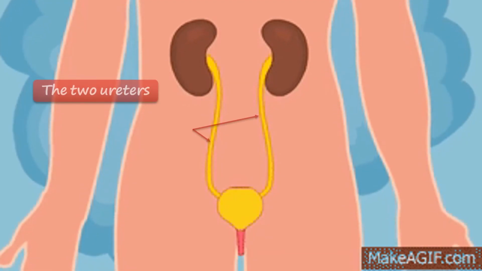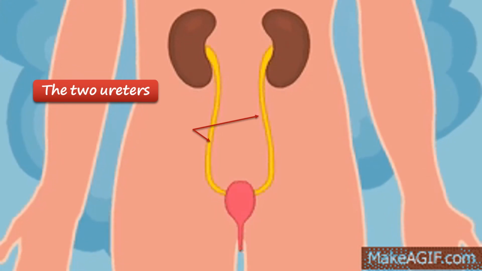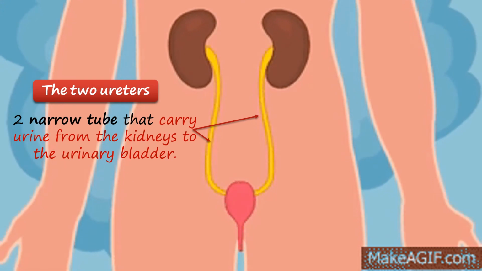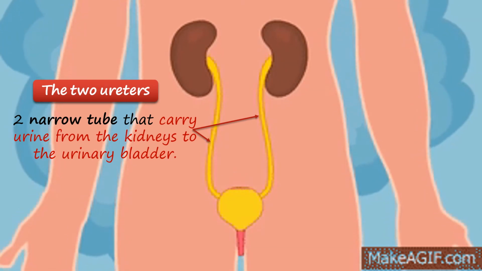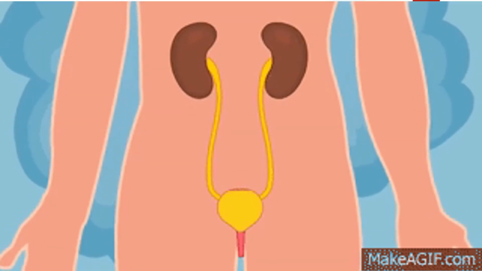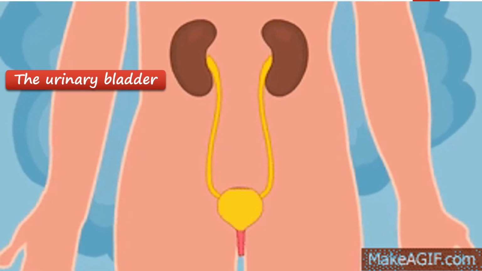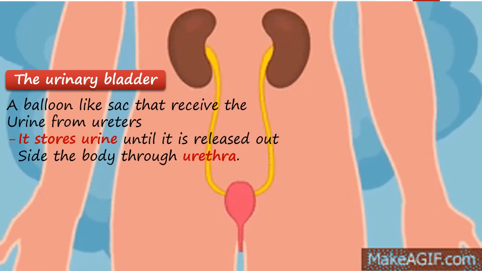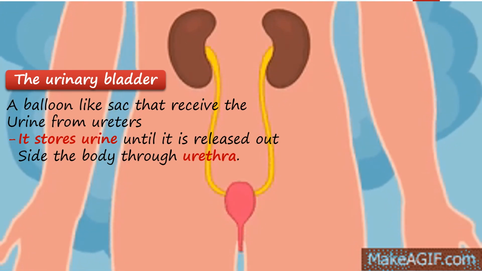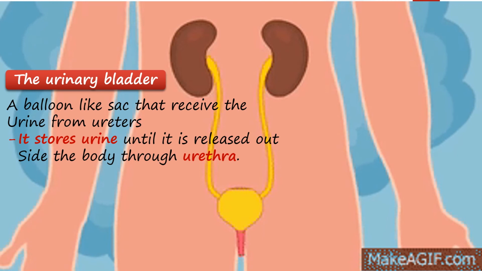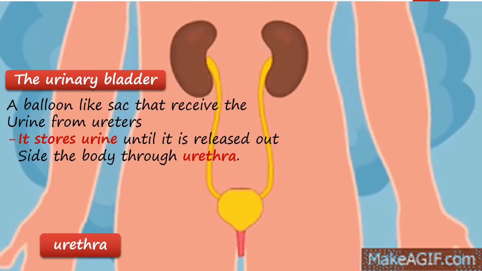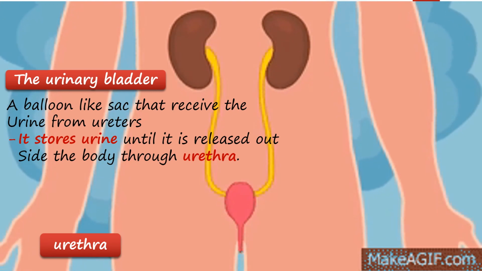After that, we have the two ureters. Can you describe the two ureters? Yes, they are two narrow tubes that carry urine from the kidneys to the urinary bladder. What about the urinary bladder itself? Yes, it's a balloon-like sac that receives the urine from the ureters and stores urine until it's released outside the body through the urethra. And the urethra is a tube that the urine passes through.